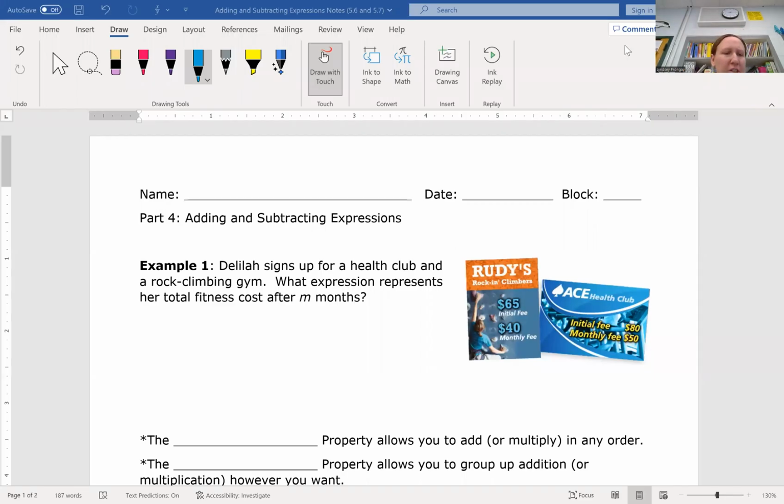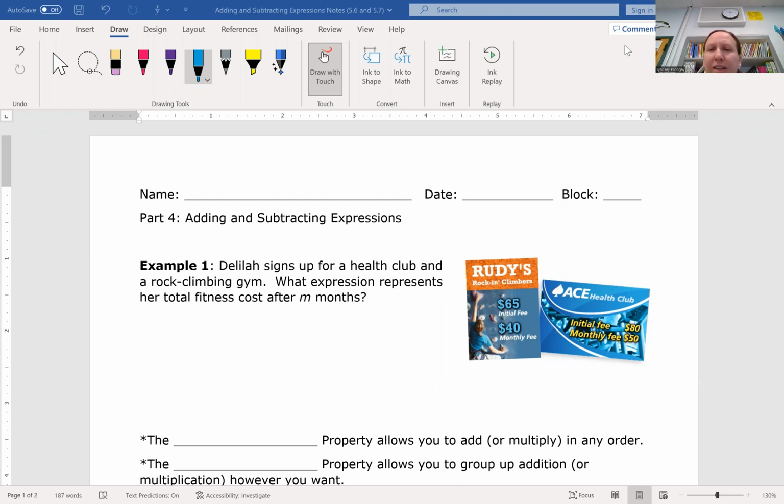So this notes worksheet is going to be broken up into two sections. This video is going to focus on the front page, which is going to be on adding expressions. So example 1, Delilah signs up for a health club and a rock climbing gym. What expression represents her total fitness costs after M months?